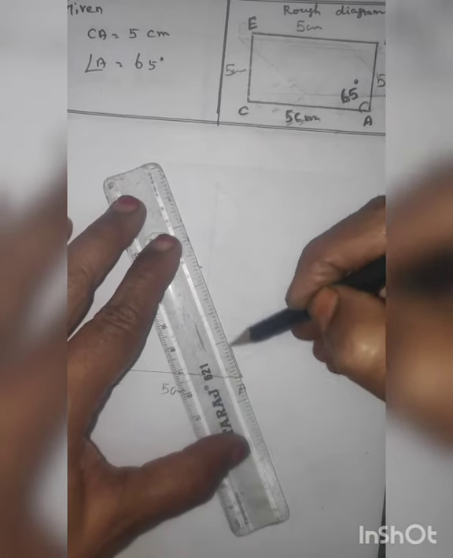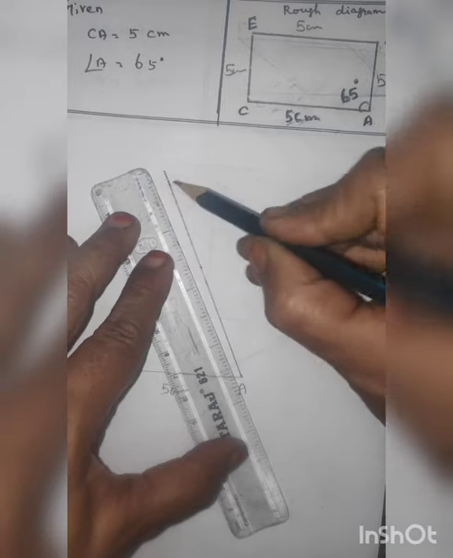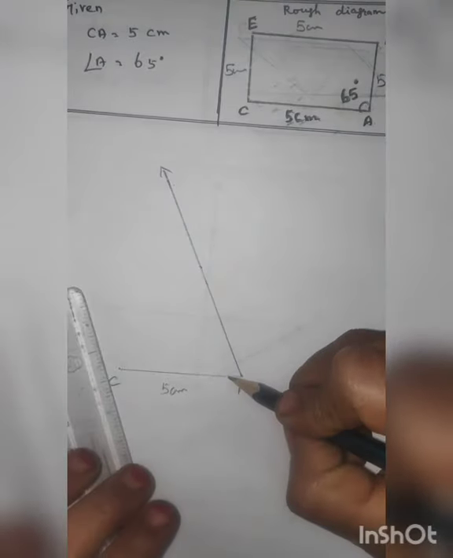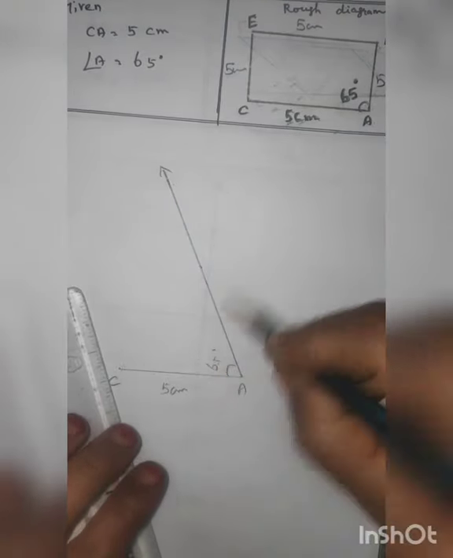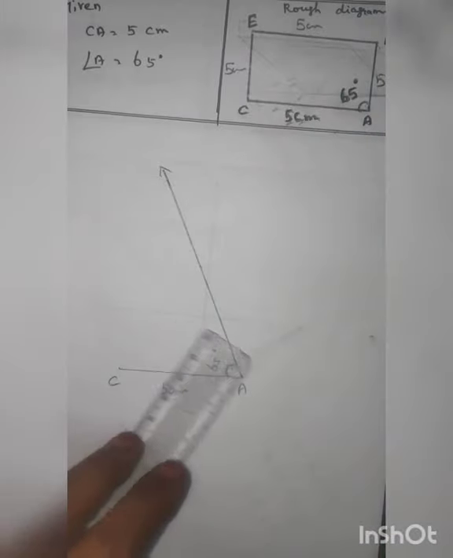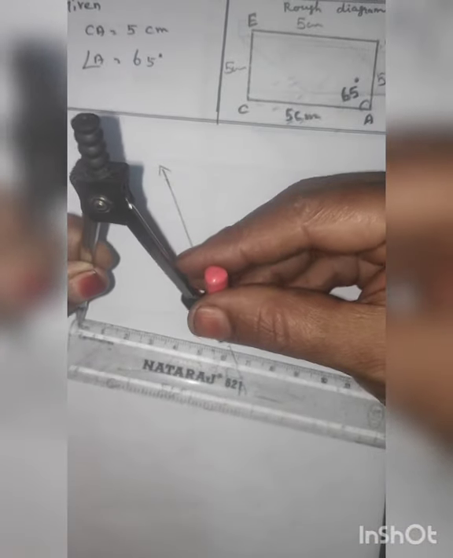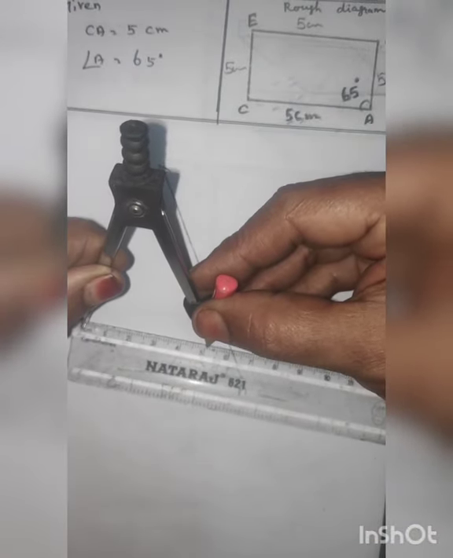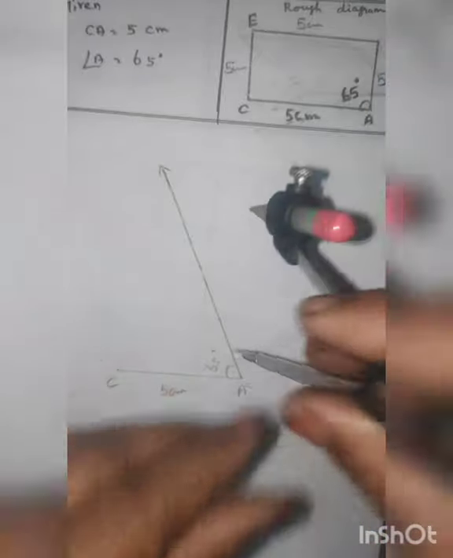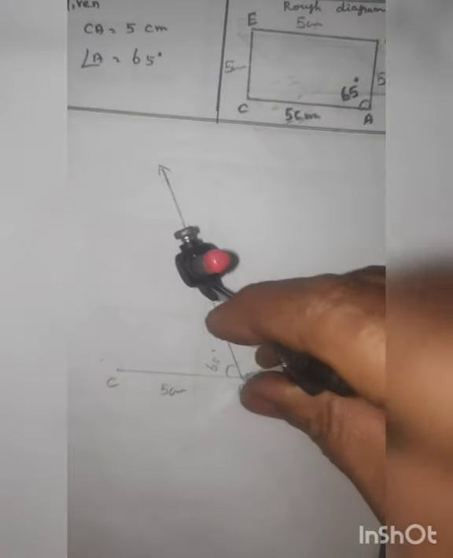Join A and that point, extending the line. What degree there? 65 degree. Then for the remaining sides, what is given? 5 centimeter. So measure 5 centimeter in the compass and cut the arc. Correctly measure, all the sides are the same length only. Here too you cut the arc.